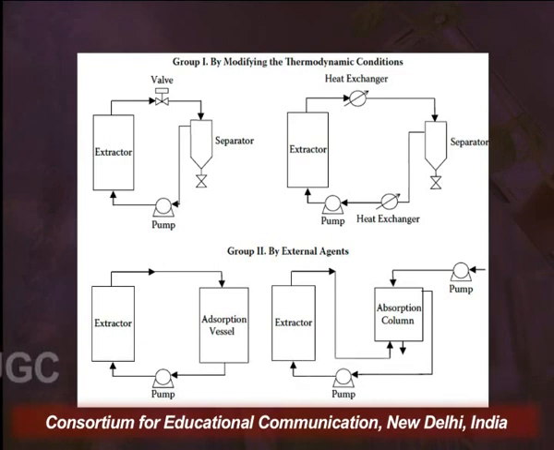So in the first image, the pressure is reduced. As I told you, as soon as the pressure is reduced, carbon dioxide gets converted into gaseous form, where the solubility power of carbon dioxide decreases, and whatever constituent it has extracted from the plant matrix gets separated into a separator. Once they get separated, the carbon dioxide gets converted into gas, and it exits from the separator from the top side, and it is circulated back into the extractor. Whereas the constituents which are separated are collected into a collection vessel from the bottom of the separator.